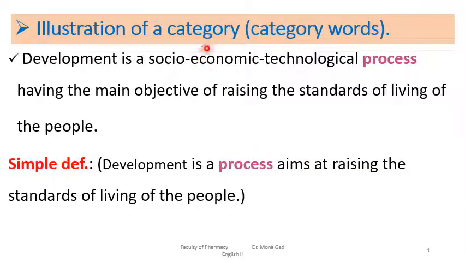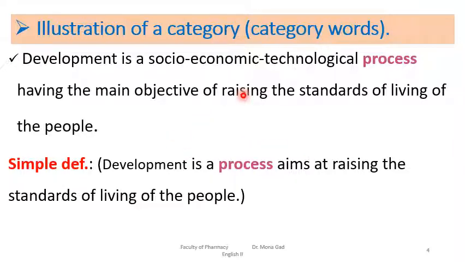Illustration of a category or category words. I've taken these examples from your textbook, or from the PDF you already have on the site. Development is a socio-economic technological process having the main objective of raising the standards of the living of the people. This is a complex definition.